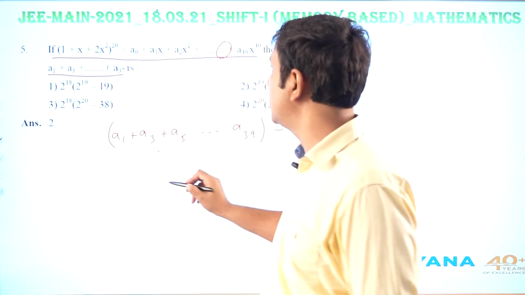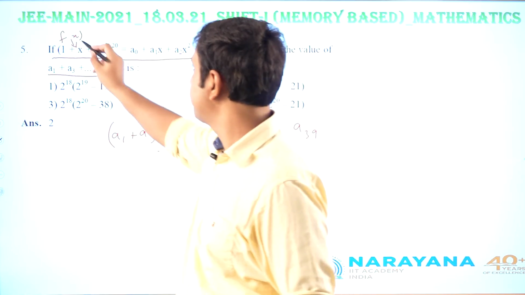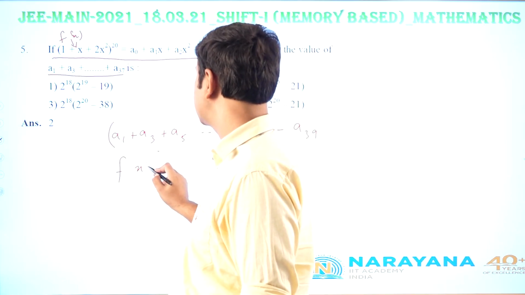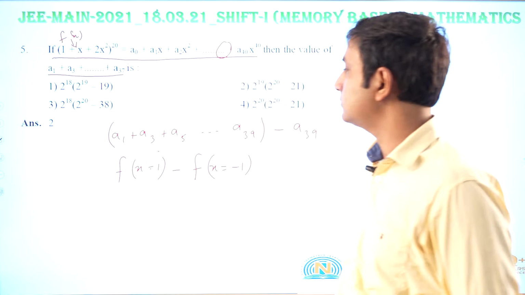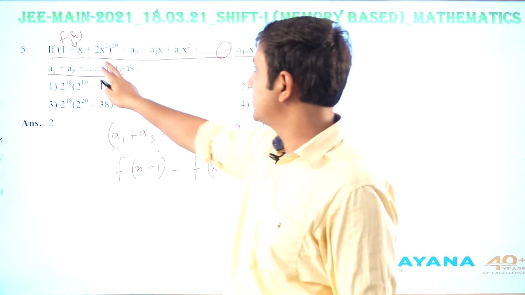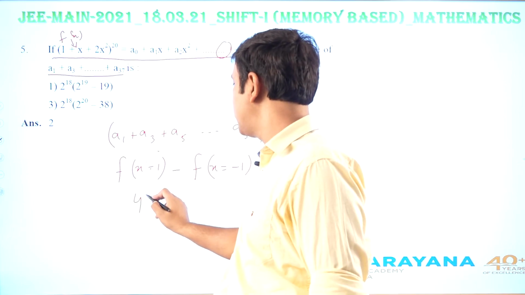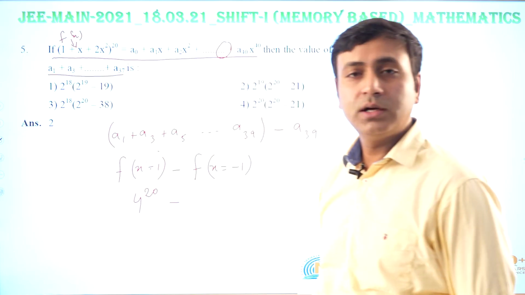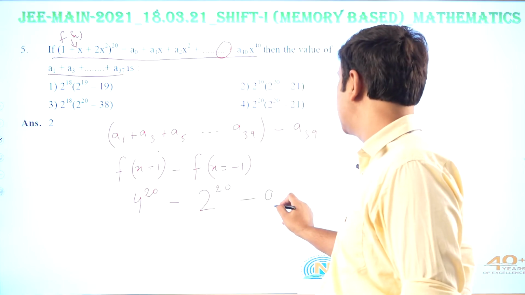For this, if I take this expression as f(x), observe that this is equal to half of f(1) minus f(minus 1). Which means, if I put x equal to 1, this base becomes 4 to the power 20, minus, when you put x equal to minus 1, this is 2 minus 1 plus 1, 2 to the power 20, and minus A39.